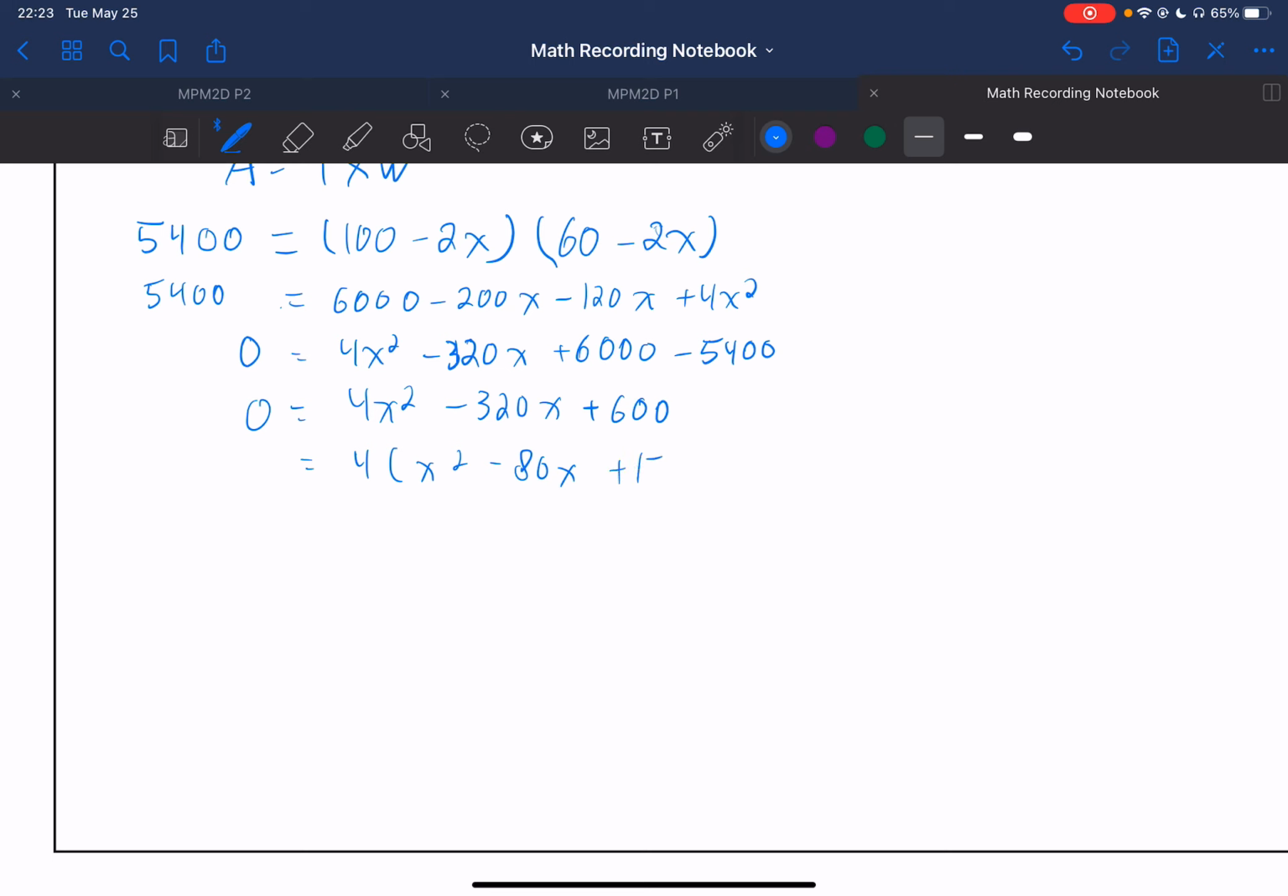Plus 150. Okay, looking at this guy, this is definitely not factorable, at least not easily. So that means what we need to use is the quadratic formula.